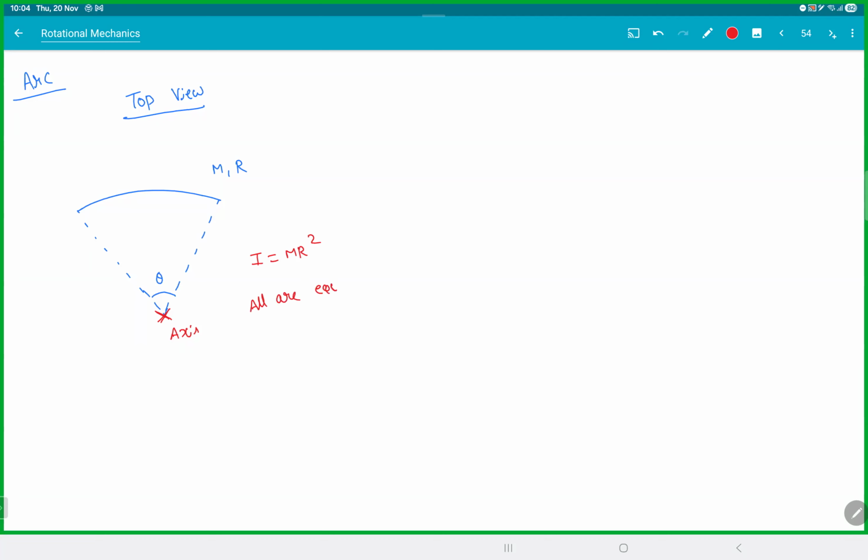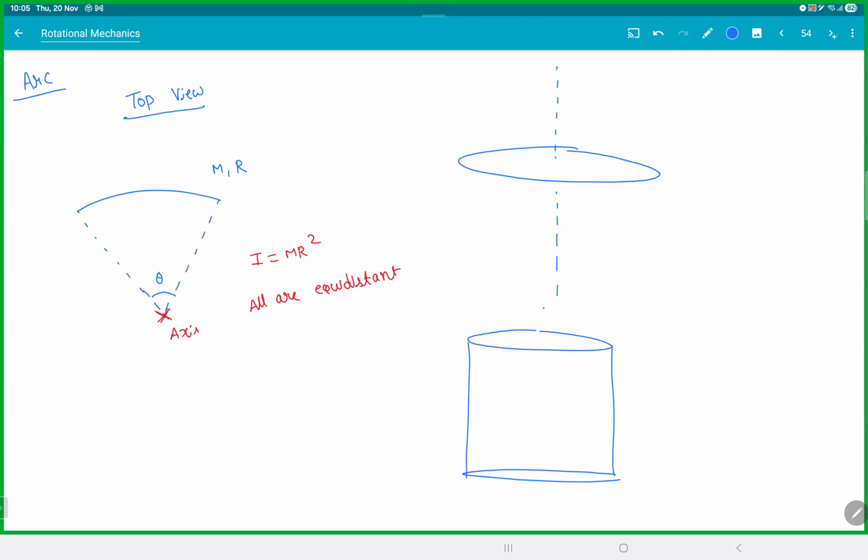All points on the arc are equidistant from the axis. That means if you make this theta into 2 pi, meaning you make a ring, or you make a hollow cylinder, it doesn't matter. All have the same moment of inertia as long as the masses and radius are the same. If you take this hollow cylinder and compress it, it becomes a ring. Again, remember, what matters is the perpendicular distance.